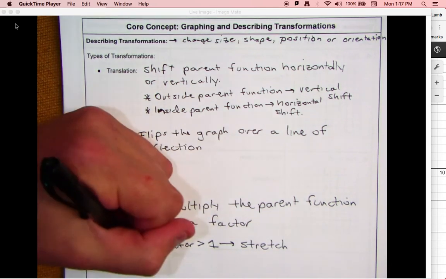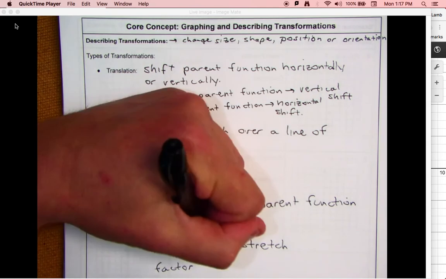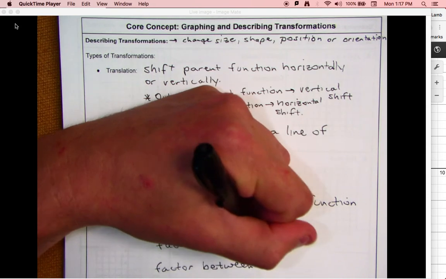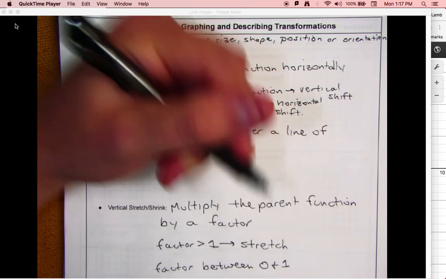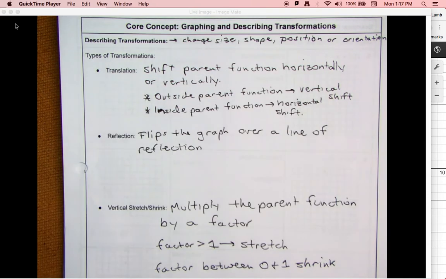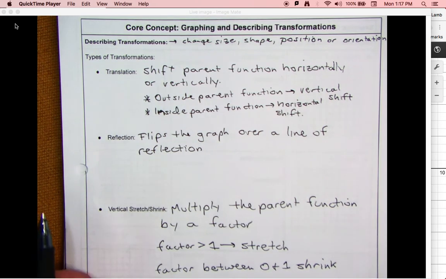If your factor is between 0 and 1, you're going to shrink. You're going to grab the top and bottom of the paper and squeeze it together. And what happens when you squeeze things together? It gets a little plumper and a little shorter. All right, so that's the basic idea behind it.